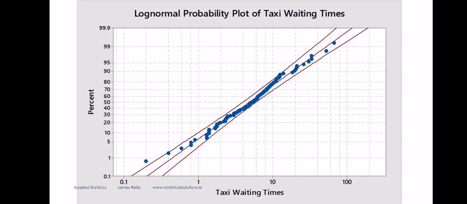So this approach of using a probability plot allows us to check whether a set of data fits a particular distribution. And having identified the distribution, we can use it to model the data and to make predictions about the future behaviour of that process.